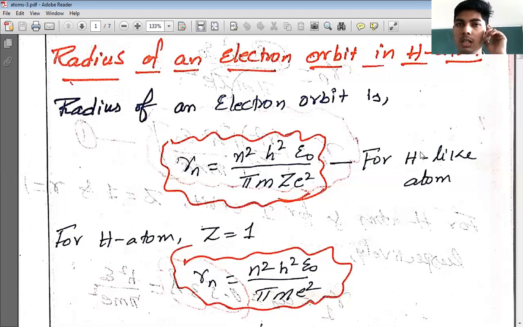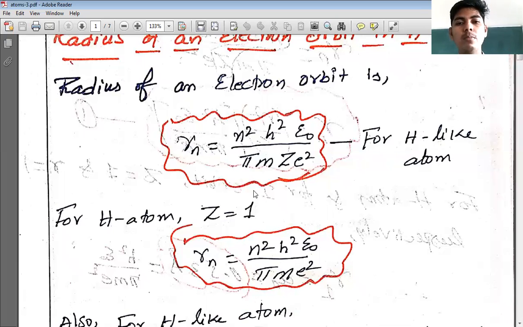For example, singly ionized helium, doubly ionized lithium, these are all hydrogen-like atoms. So hydrogen-like atoms are those atoms which have got only one electron in them. So this equation can be used for hydrogen-like atoms.